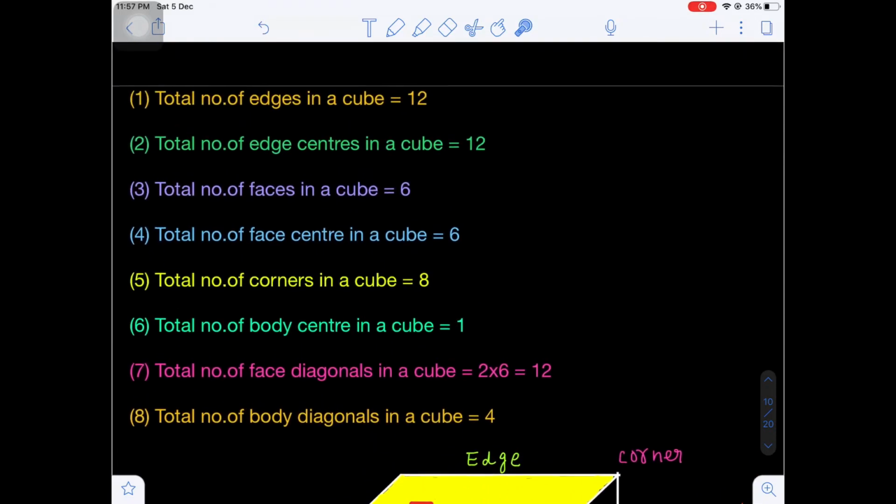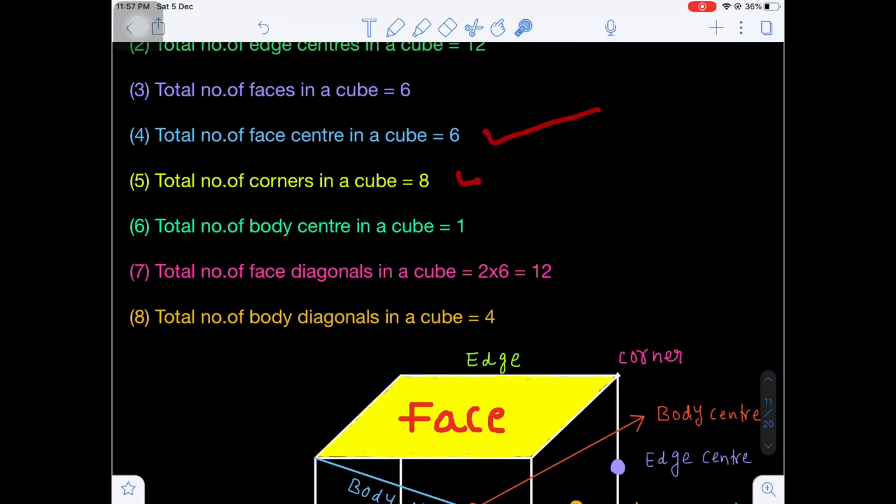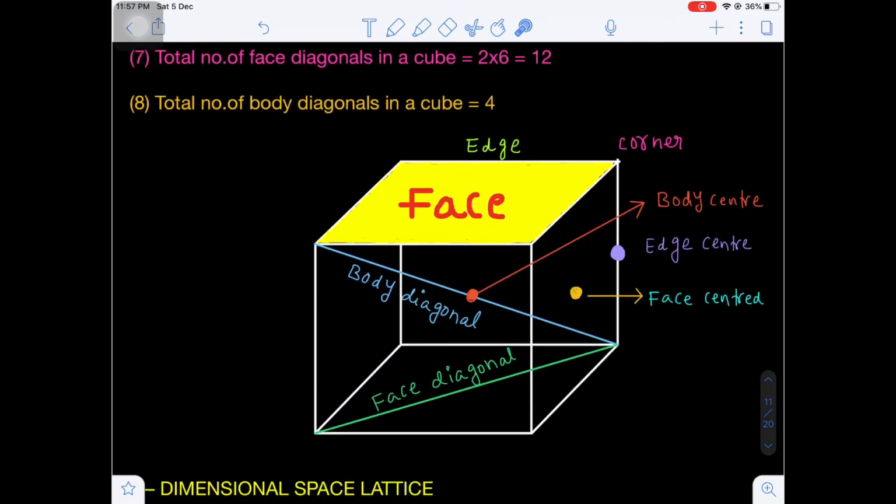So these are some important information regarding the cubic unit cell. Total number of edges 12. Total number of edge centers also 12. Number of faces in a cube 6. Number of face centers also 6. Number of corners 8. Number of body centers 1. Number of face diagonals 12. And number of body diagonals in a cube 4.